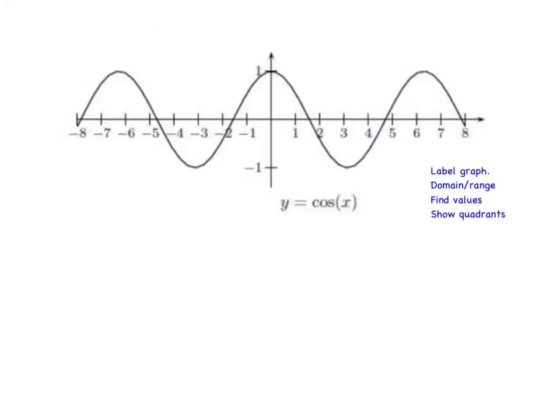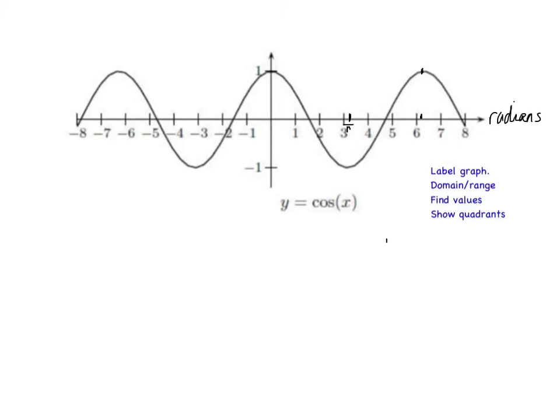Same deal for cosine x. You can see this is a cosine graph. These are still angles and radians, right? You can see that it's at 3.14, so pi is about here. 6.28 is about here. And so you can still see that this is still in radians.